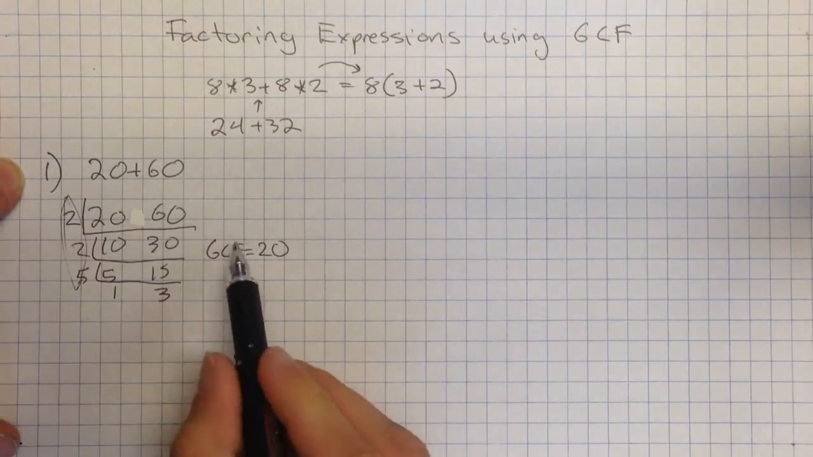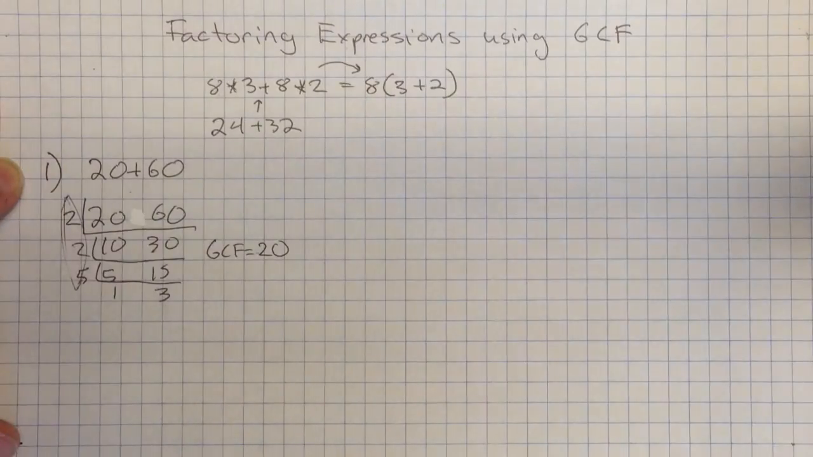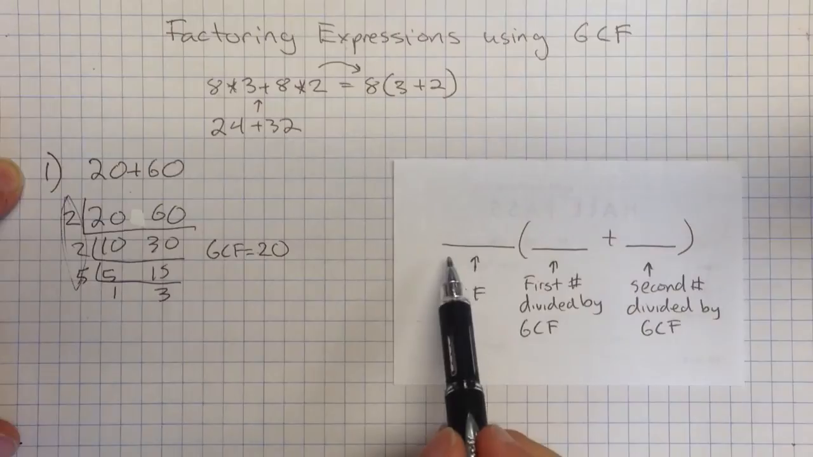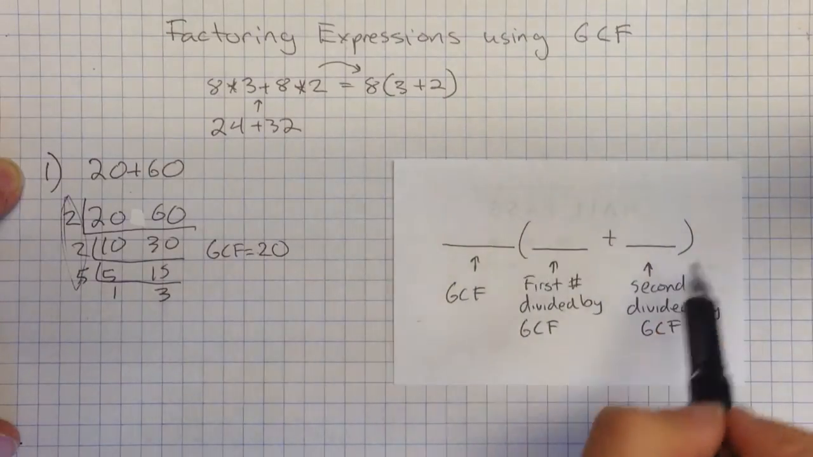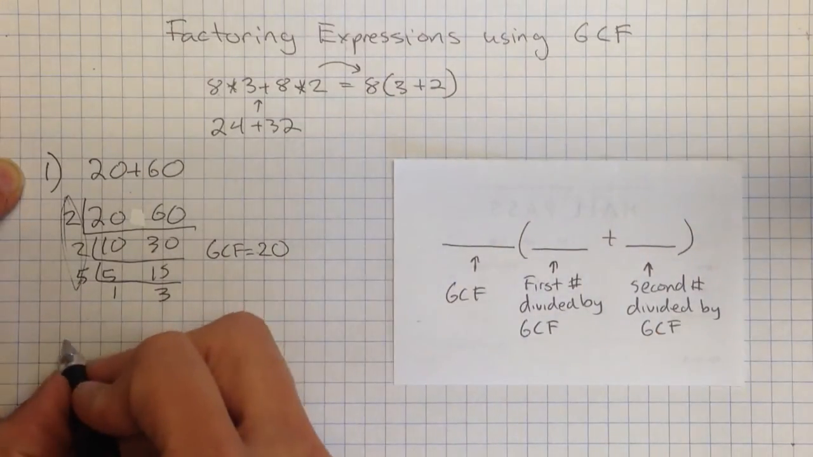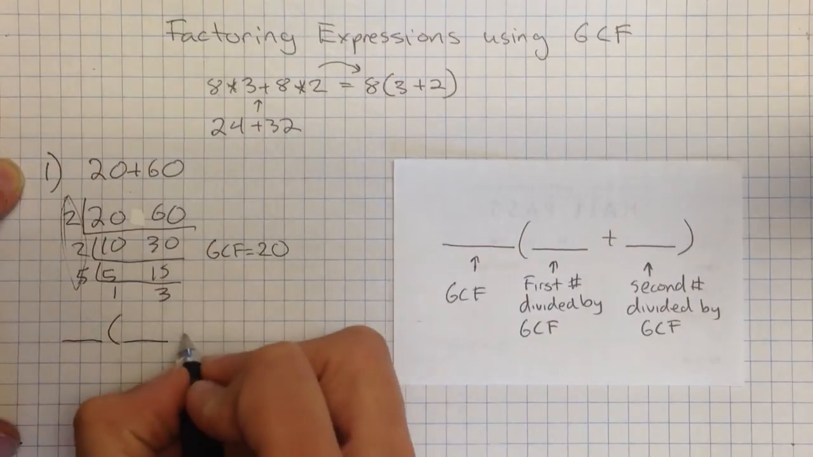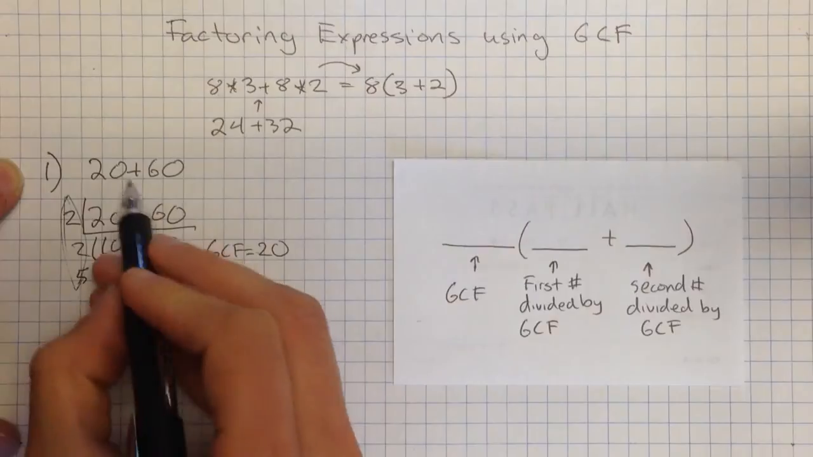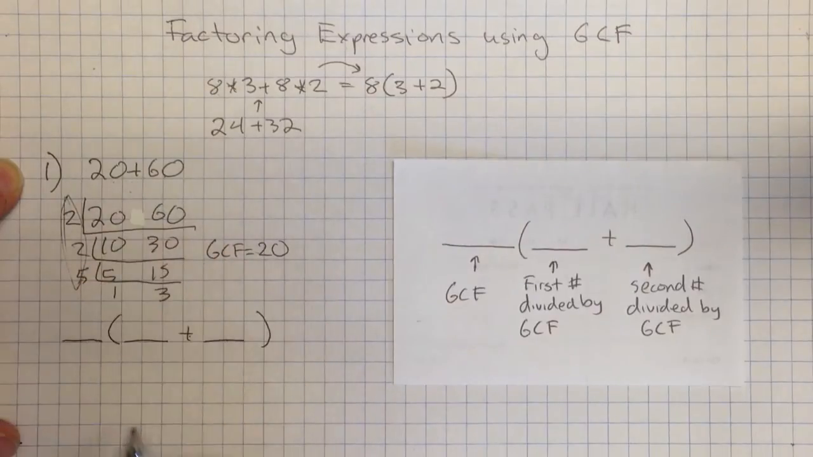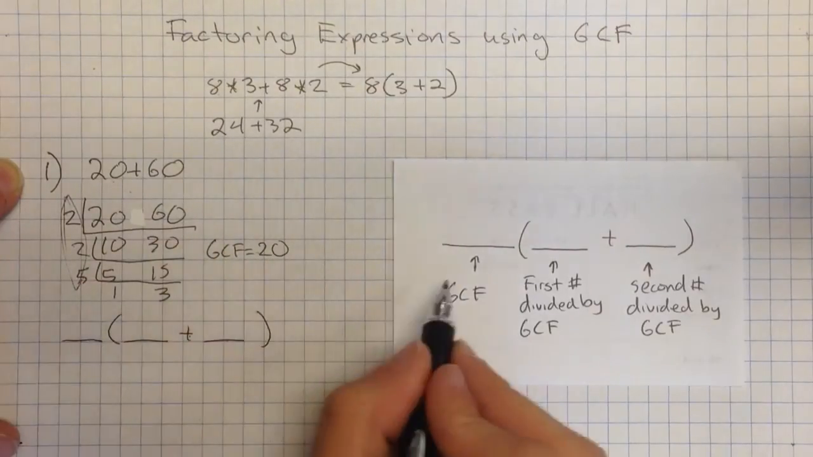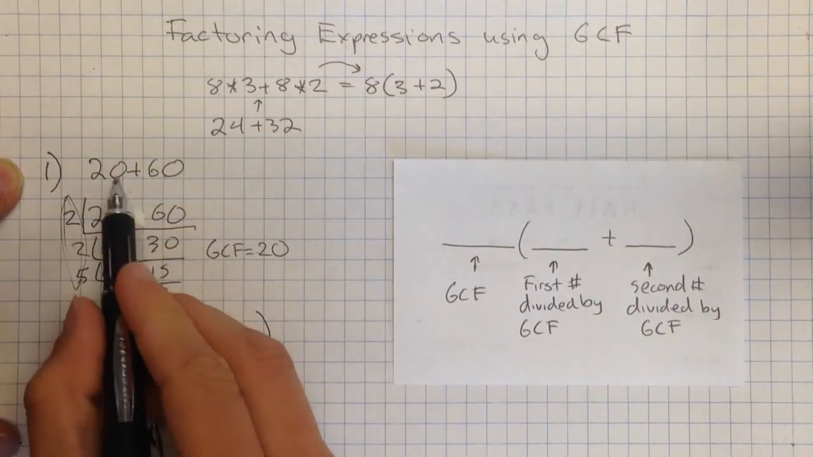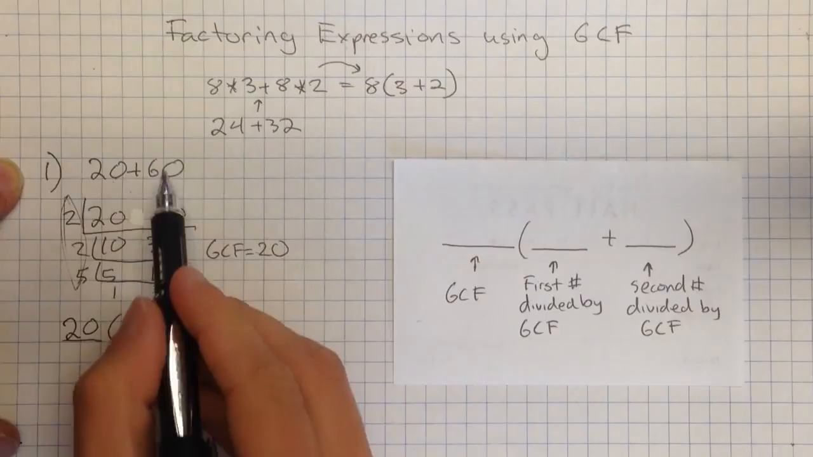So now what we're going to do is take that 20 and use that with this expression. We're going to use this setup to remind us where to go. So we're going to start by writing something and then a multiplication problem in parentheses. So I'm going to write blank times blank plus blank. Now the reason I have two things and I have a plus is because I have two numbers and a plus. So now I'm going to take my GCF. That's the first thing. That was the base thing. I'm factoring that out. I'm dividing each of these numbers by the GCF.